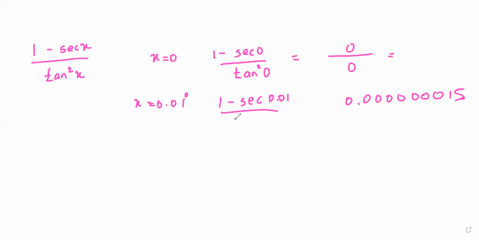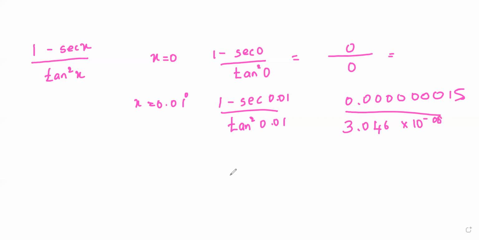So likewise, I'm going to calculate the value for tan squared 0.01 now. So it's 1.74 times 10 to the power minus 4. So I'm going to square it. It's 3.046. So I'm going to write it correctly: 3.046 times 10 to the power minus 8.